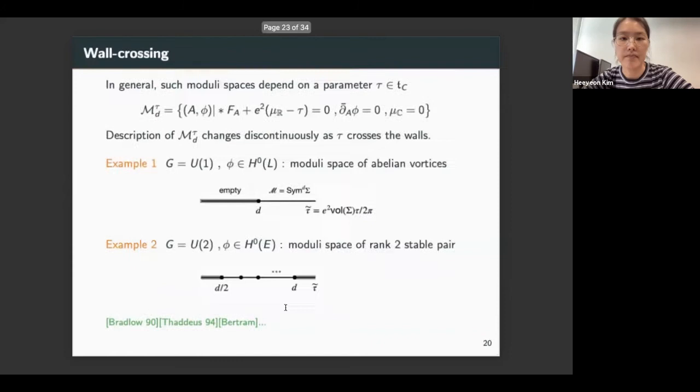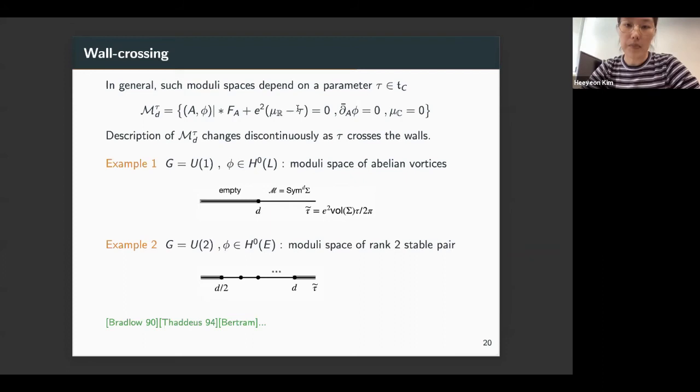Yeah, so let me move on to the discussion of the wall crossing here. Let me go back to the class of theories that we have been discussing. In general, all those moduli spaces that I have been discussing here depend on this parameter that I have been calling tau here. Also, it appears here in the BPS equation.